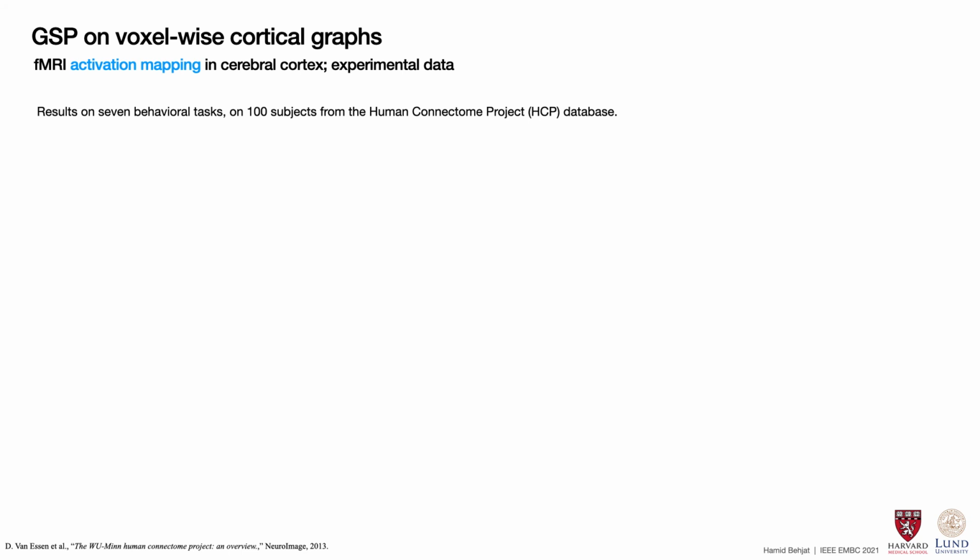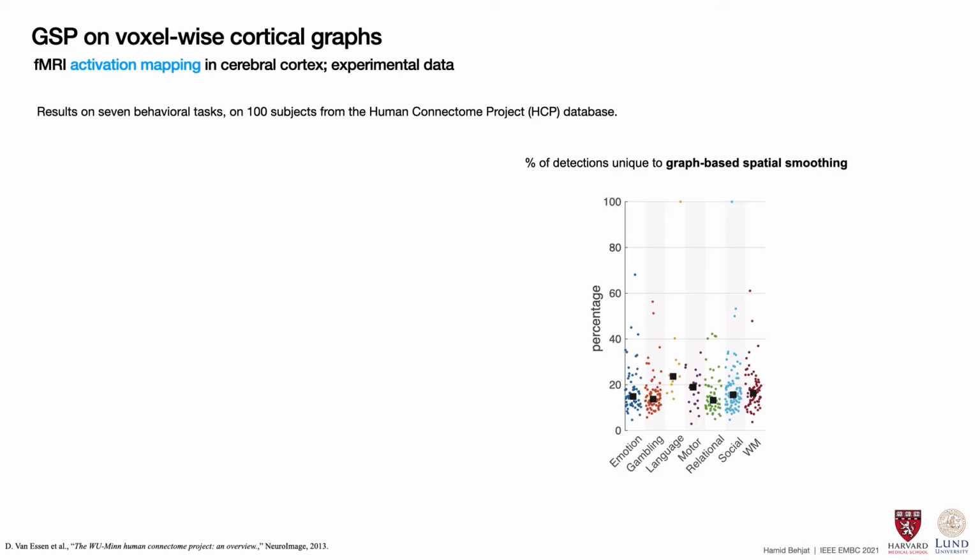Finally, we explored the benefit of the proposed spatial smoothing using the proposed filters within the context of fMRI activation mapping on the Human Connectome Project database, in particular 100 subjects, where for each subject we have fMRI data for 7 different behavioral tasks. What we see here is the percentage of detections that are unique to data that have been spatially smoothed with the proposed method. In particular, approximately 20% of the detections that we obtain using the proposed method are unique to this method and are not obtained on data that have been smoothed using Gaussian spatial smoothing. So each dot here represents one subject and each color represents one behavioral task.